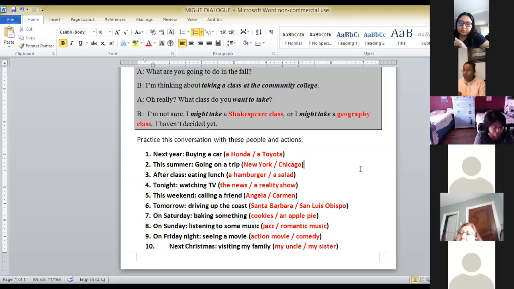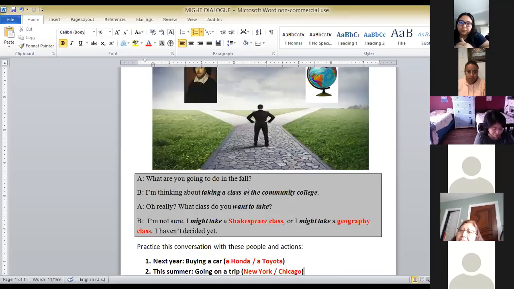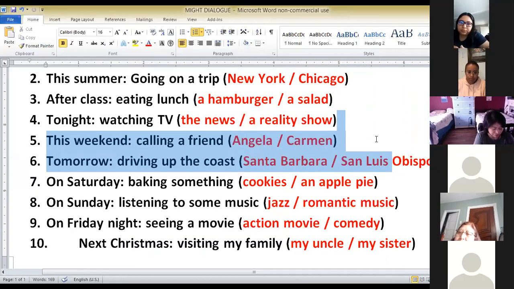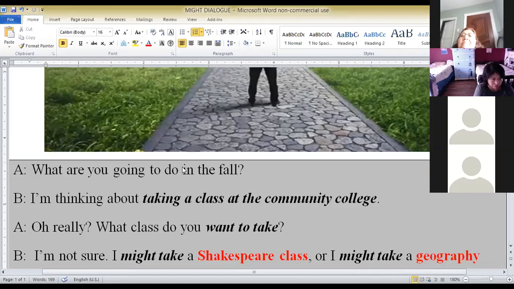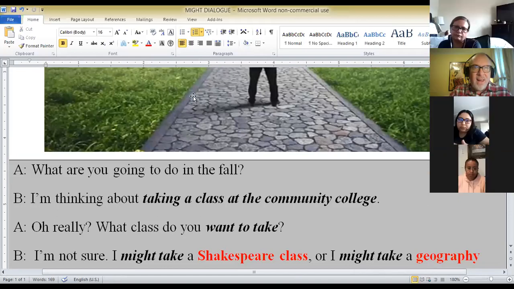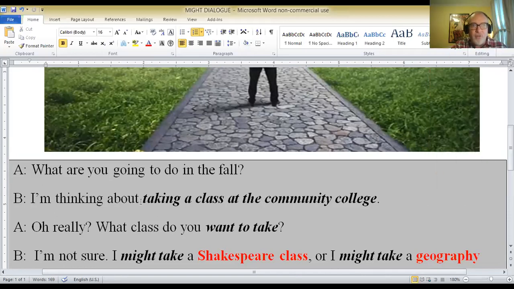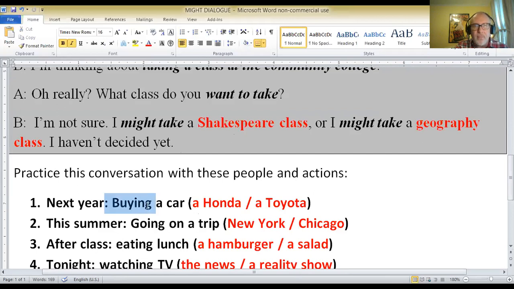So that's why, and just to finish up, go back to where we were before, right? Remember this conversation we just practiced? Let me bring this down here. What is the conversation here? It says, what are you going to do in the fall? I'm thinking about, there's your preposition. And what do we have next? A gerund. I'm thinking about taking a class at the community college. I'm thinking about buying a car. I'm thinking about going on a trip, right? When we have about, we want to use that gerund.